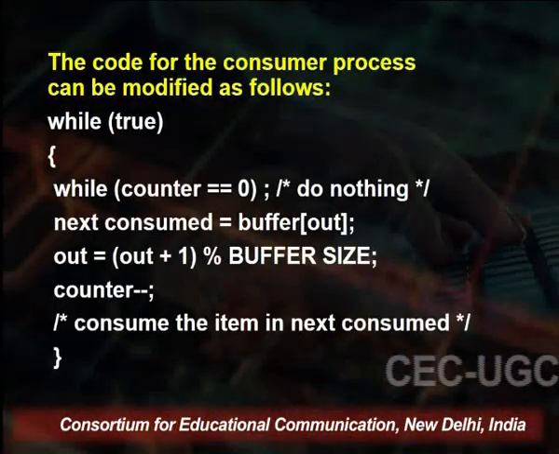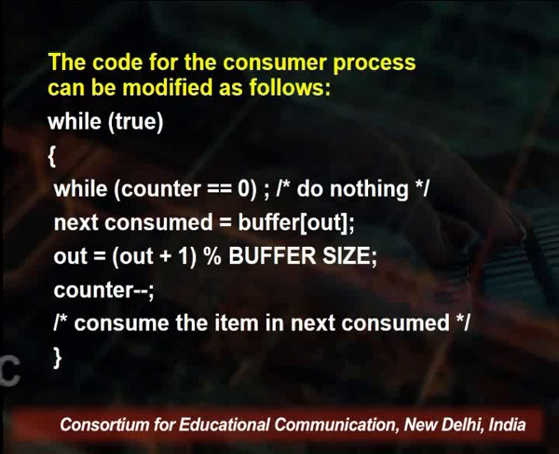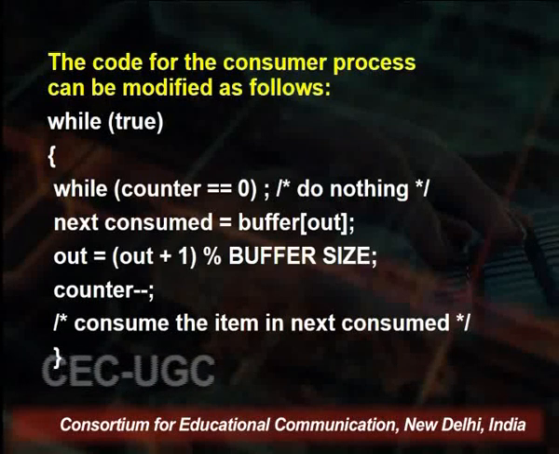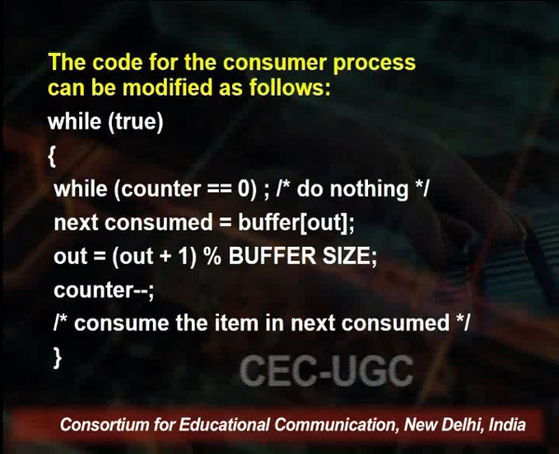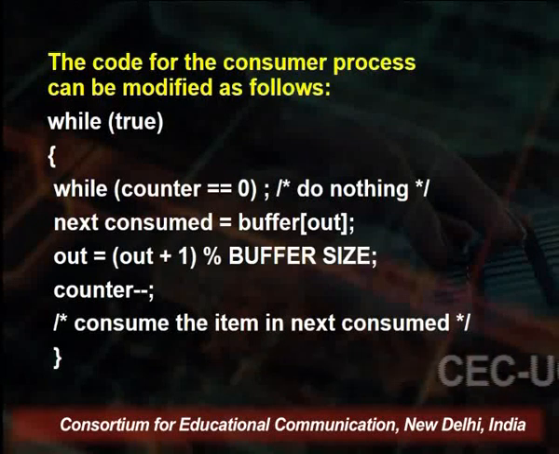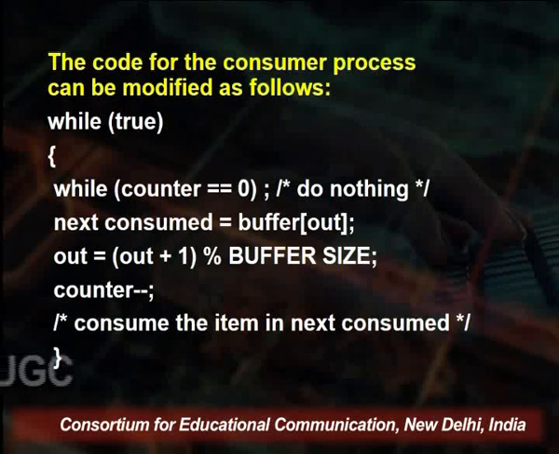So, whenever the producer is producing an item, the counter is going to be increased. Whenever there is a consumer which is going to consume an item from the buffer, the counter will be decreased. So, similarly, what can be the changes inside the consumer process, that is shown on the screen, which says while true, while counter is equal to 0. So, counter equal to 0 means it is having nothing. So, it is in the do nothing state. That means the consumer is not having anything to be consumed.